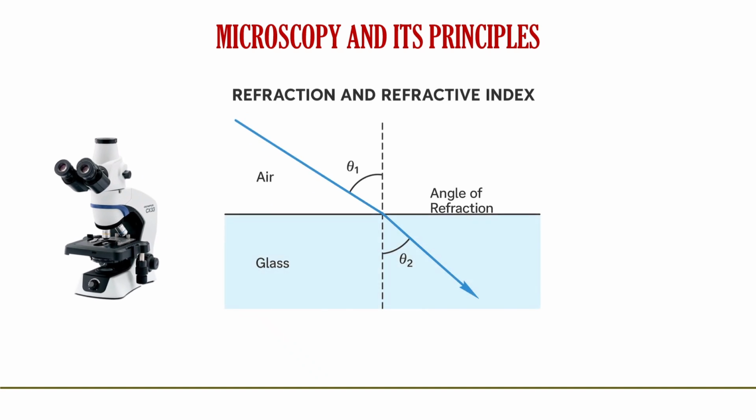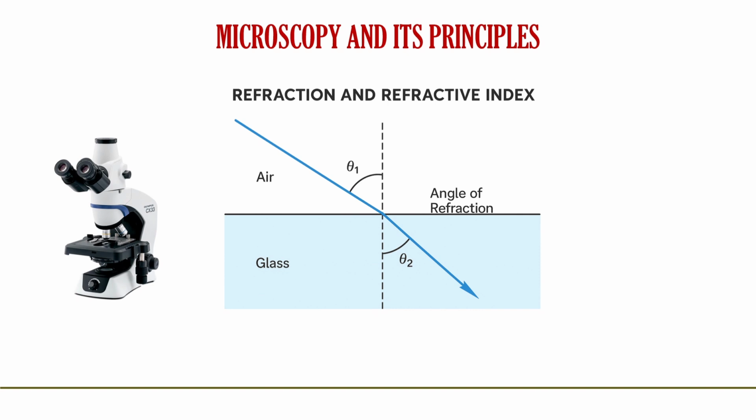Refraction. Refraction is the bending of light as it passes from one medium to another, such as from air to glass or from water to air. This bending occurs because light travels at different speeds in different substances. When a light ray enters a medium where its speed changes, its direction also changes, causing the ray to bend at the boundary between the two media.